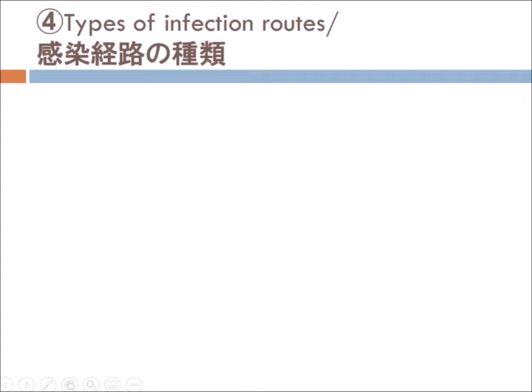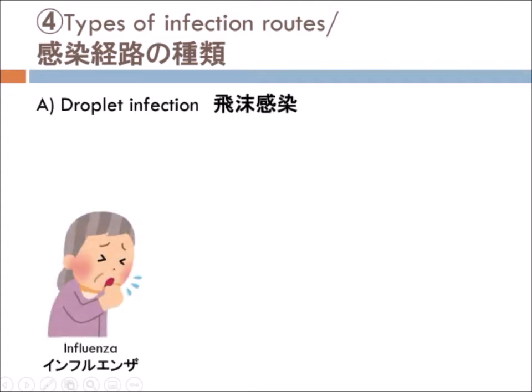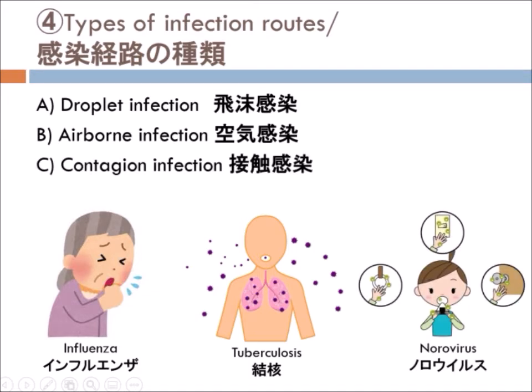4. Types of infection routes. 1. Droplet infection like influenza. 2. Airborne infection like tuberculosis. 3. Contagion infection like norovirus.